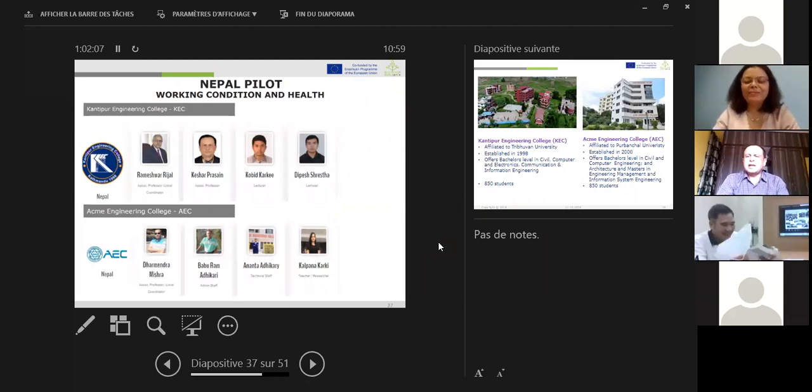So I'm here to highlight the Nepal pilot, and the Nepal pilot is working condition and health, and two colleges are involved in it. The first one is Kantipur Engineering College, led by Rameshwar Rizal, and the other one is ECME Engineering College, led by Dharmendra Kumar Mishra, and both of these institutes are in Kathmandu, Nepal.